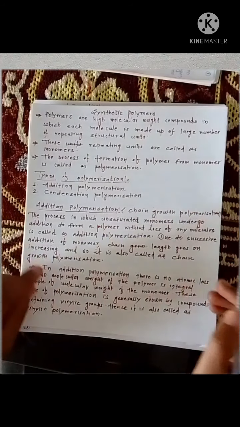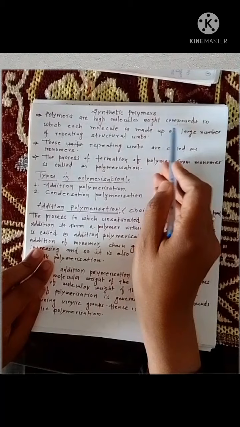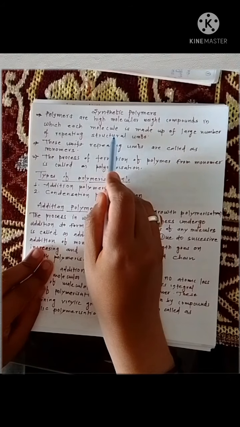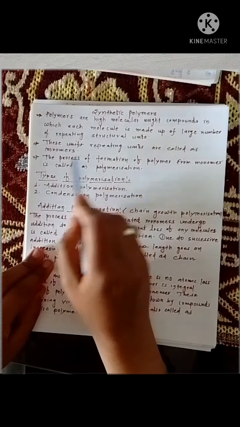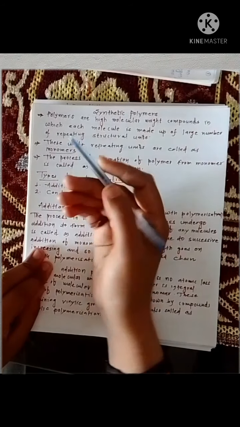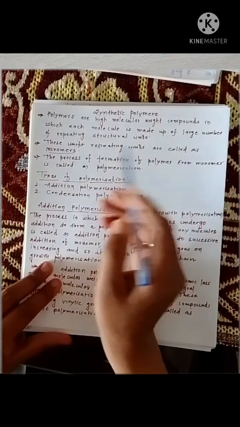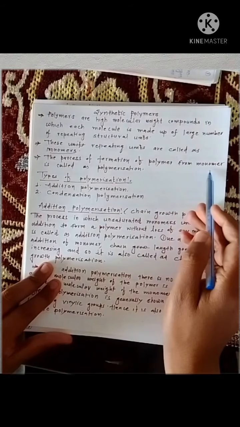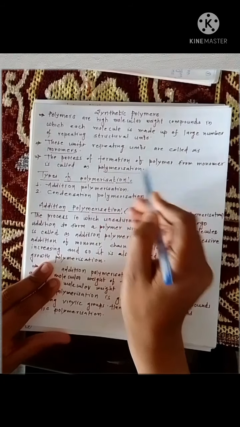So next topic is synthetic polymer. First of all, what is meant by polymer? Polymers are high molecular weight compounds in which each molecule is made up of a large number of repeating structural units. These repeating units are called monomers. So basically polymer is nothing but the repetition of monomer in the structure. The process of formation of polymer from monomer is basically known as the polymerization process.